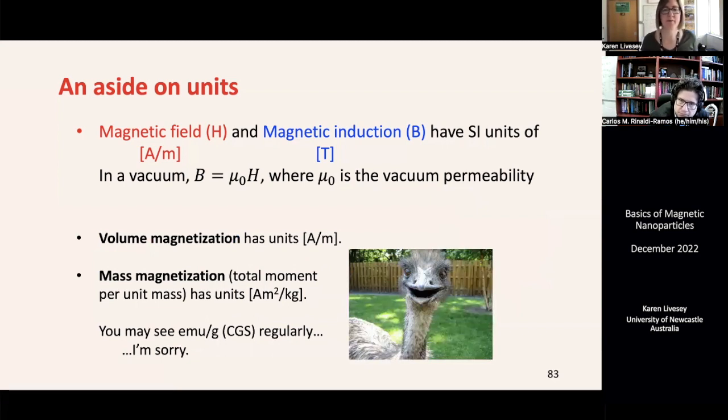All right. The volume magnetization has units of amps per meter that we talked about last time, but you also see people talk about mass magnetization, which is total magnetic moment per unit mass rather than per unit volume, which we were using exclusively last time. The SI units for mass magnetization are amps meter squared per kilogram. Again, you'll read a lot of EMUs per gram, which is the CGS unit for that. There are ways of converting, but we don't want to spend our whole life doing conversions, even though that's where we are at.